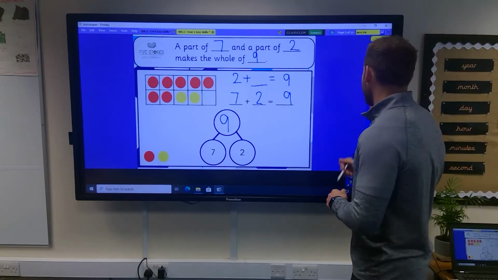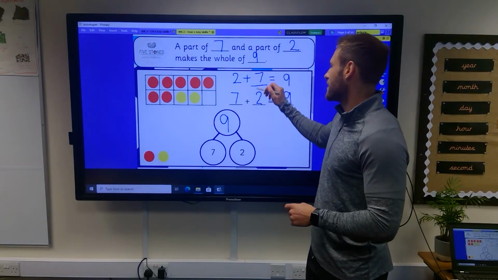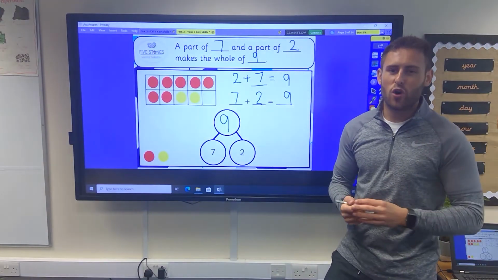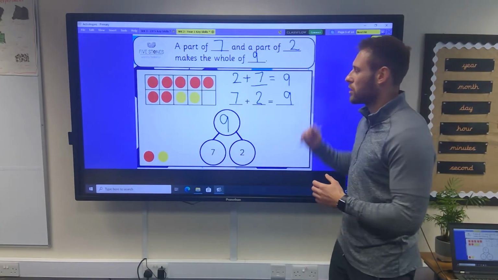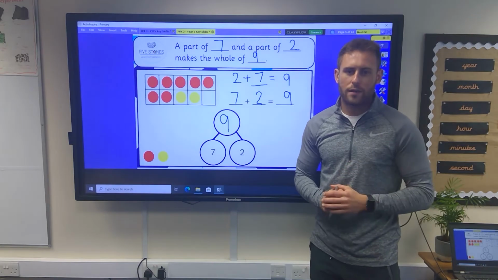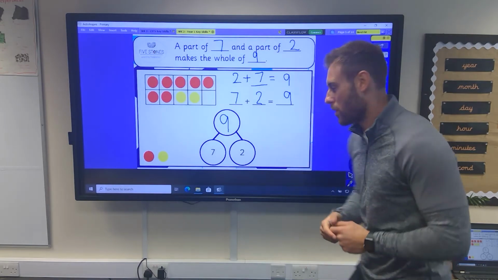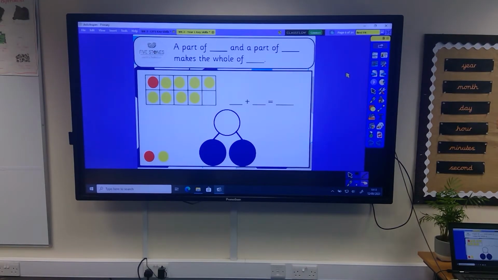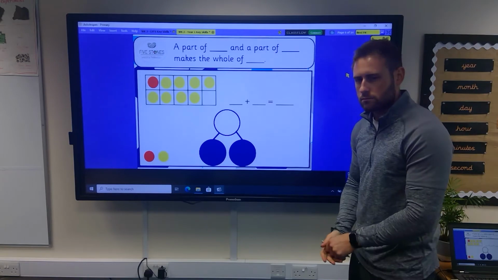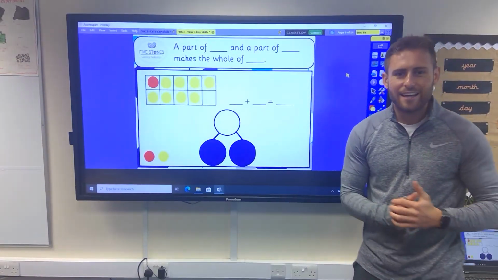What would be missing? Tell your top partner what you think might be missing. Yes, you're right. It is that part of 7. It doesn't matter which order we add those two parts together. They will still give you that same whole when we have one part the same and the whole the same. So good spot. Now, you might be spotting a pattern here.